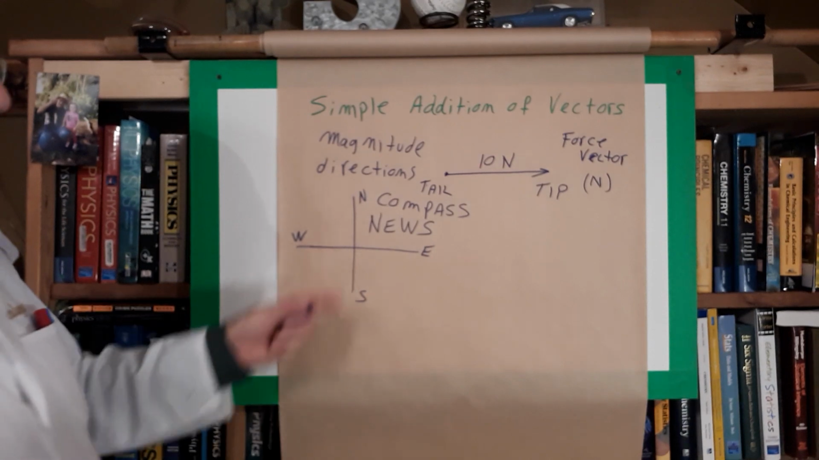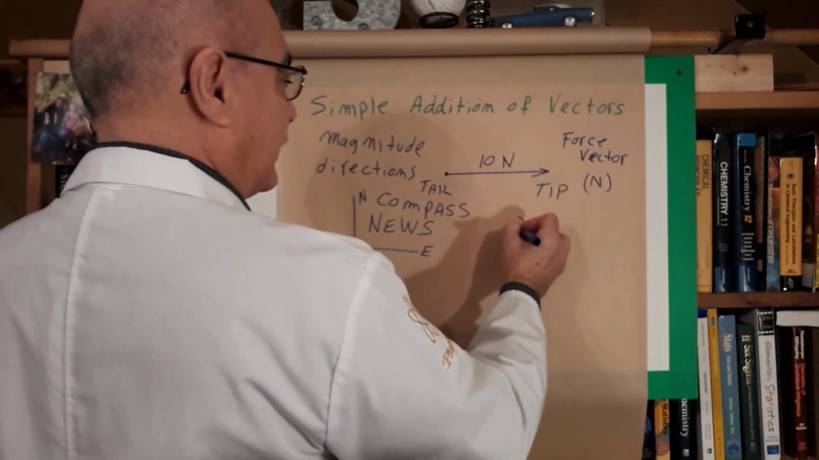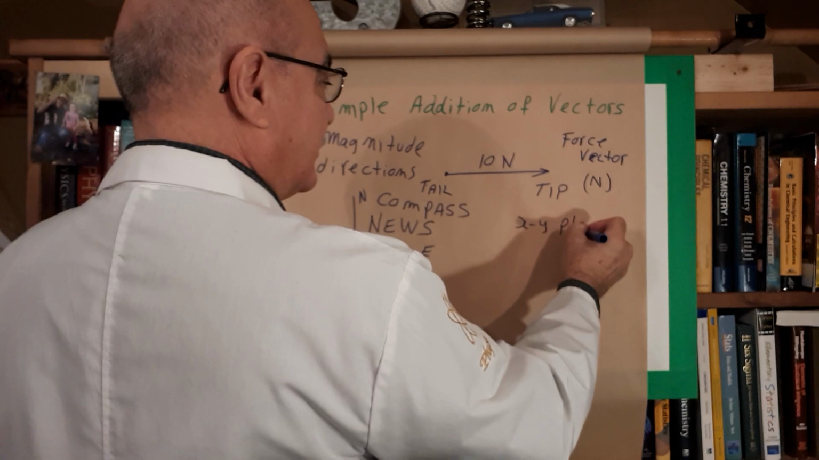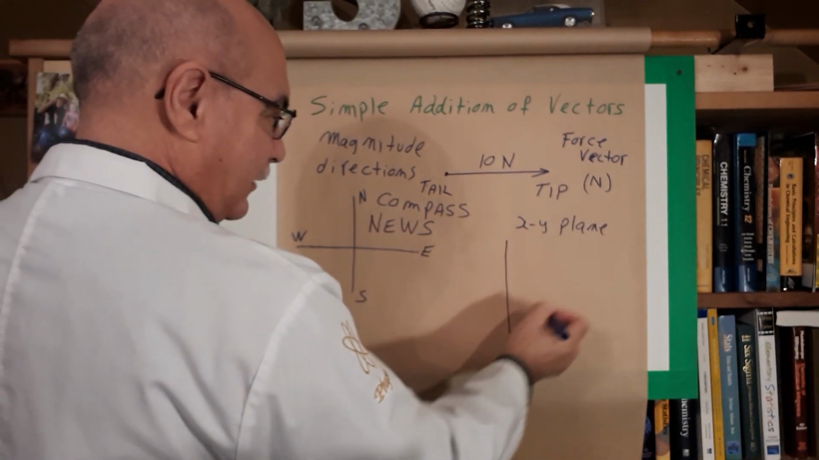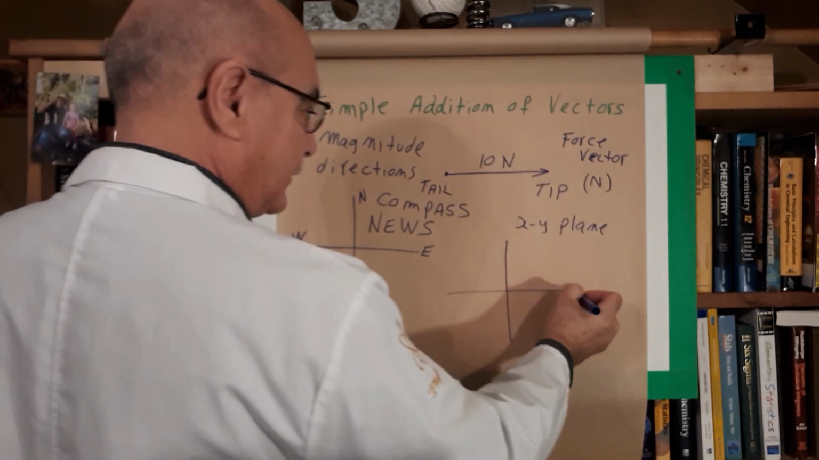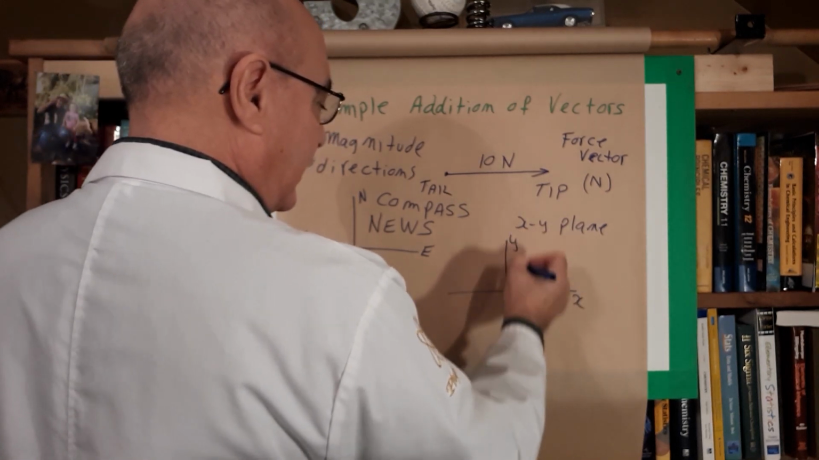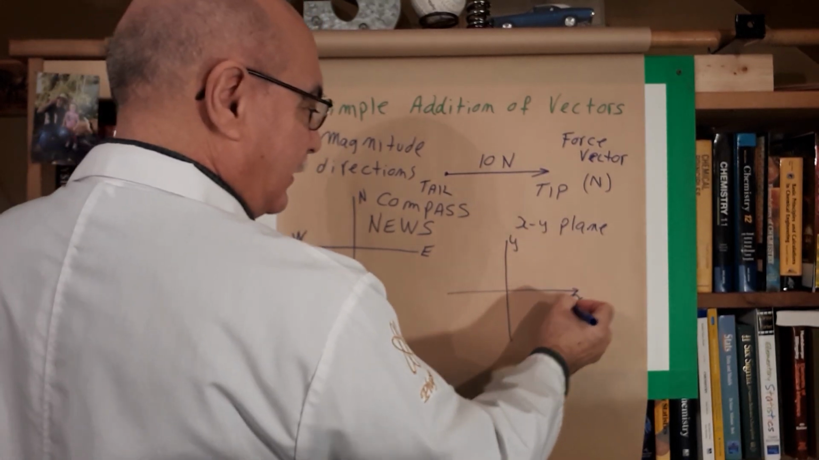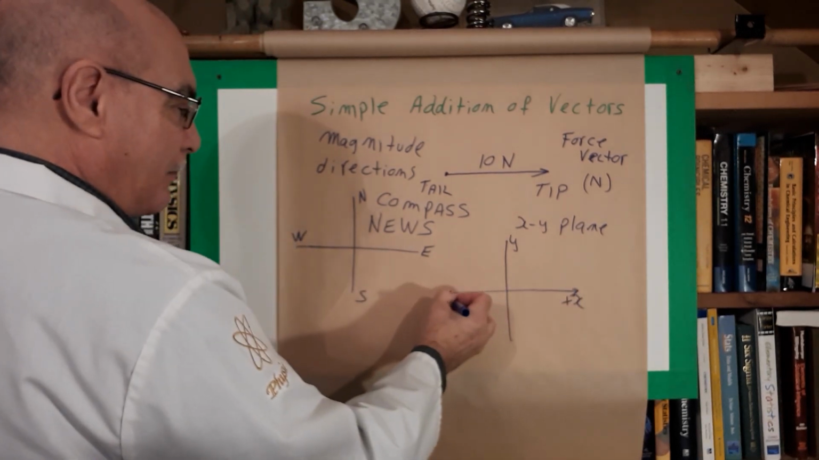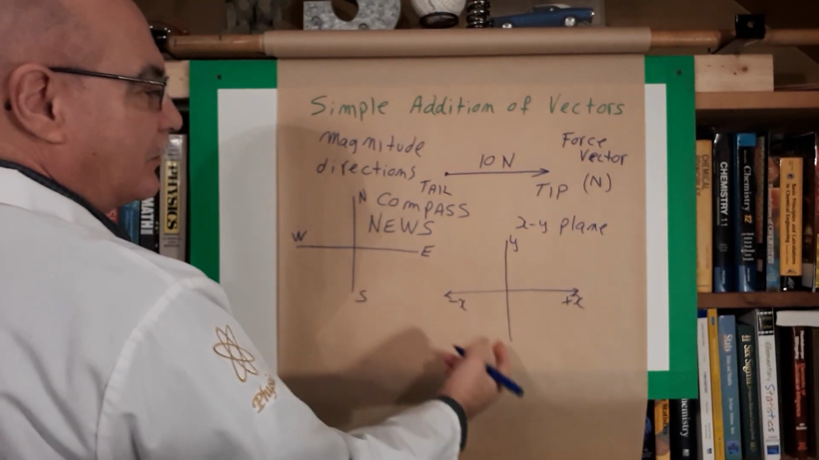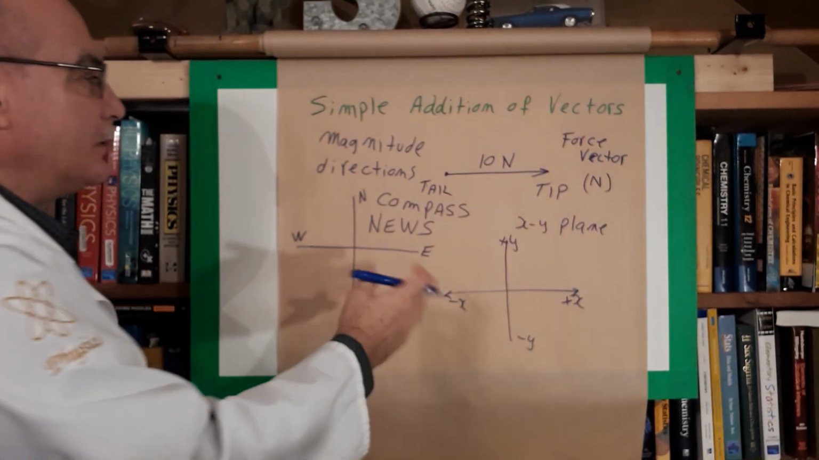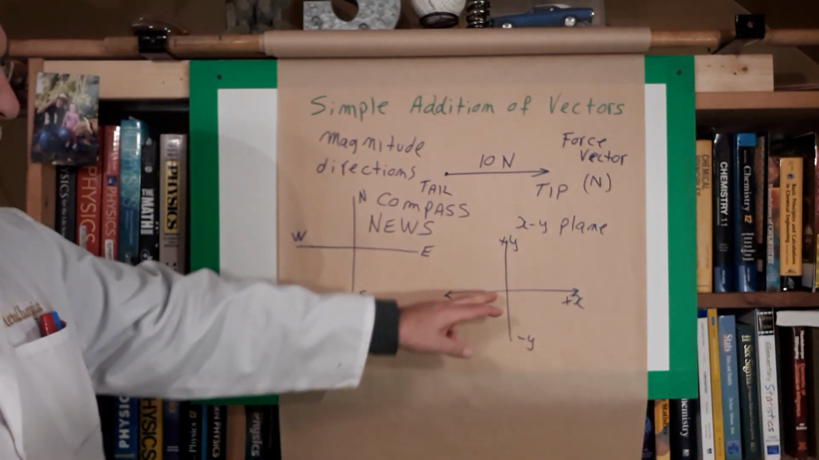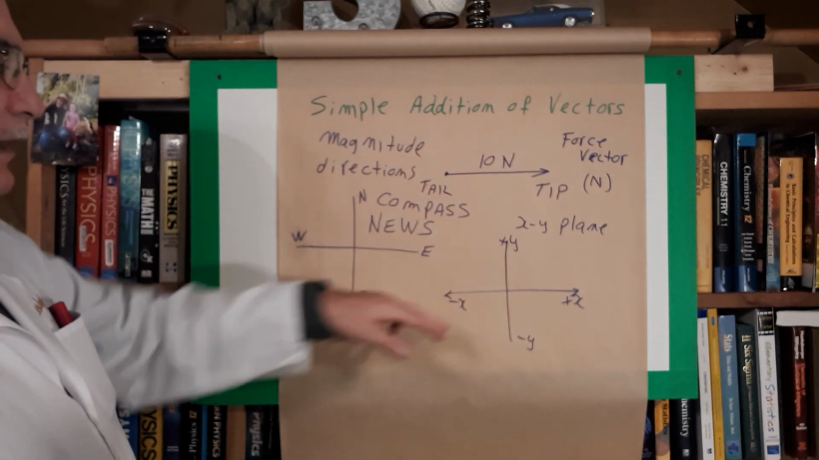But I could also use the Cartesian plane. This is the XY plane. Similar to this, we have an X and a Y axis. Here's the X. Here's the Y. Going that way, we're going to call that plus. Going this way, we're going to call that minus X direction. Going up, it'd be plus, and down will be minus. So this is our coordinate system. I'm going to use this coordinate system for our demonstration.